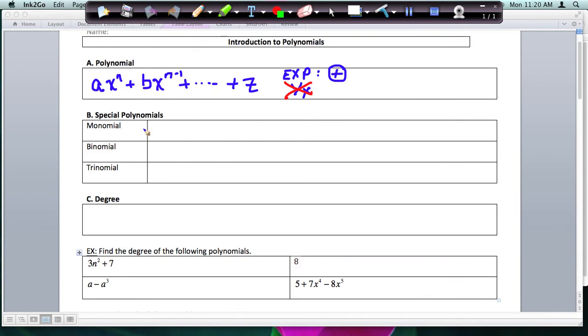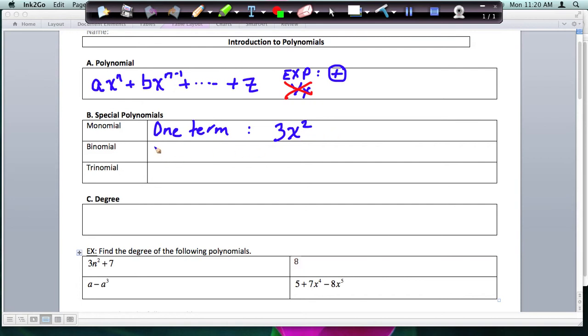We have 3 special names for certain types of polynomials. The first one is a monomial, and that basically means that you have one term. So you're not really adding or subtracting anything. So an example would just be 3x squared.